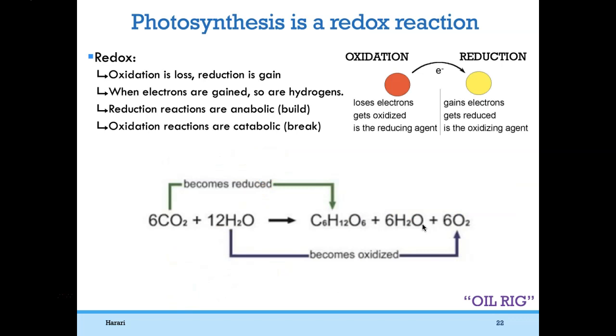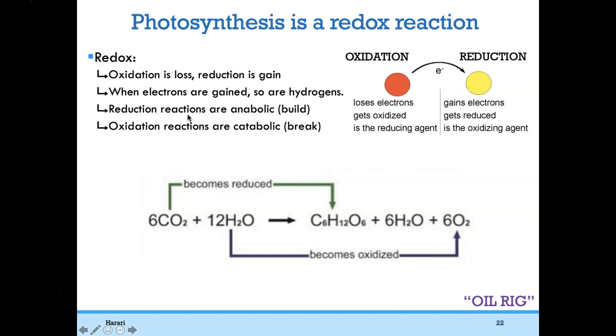So recall that photosynthesis is a redox reaction. In redox, oxidation is loss, reduction is gain of electrons. And when electrons are gained, so are hydrogens. Remember OIL RIG: oxidation is loss, reduction is gain.